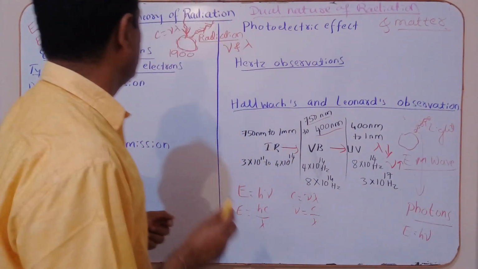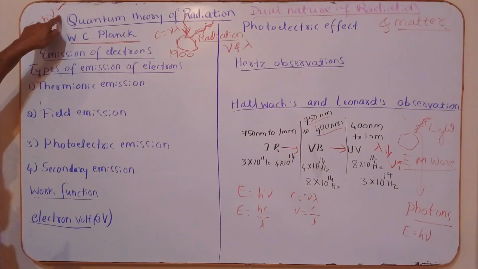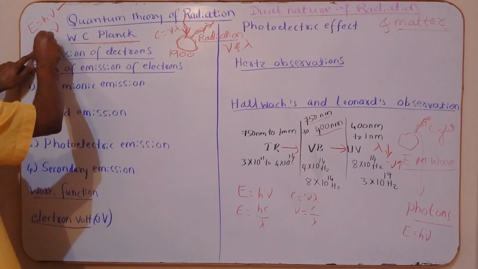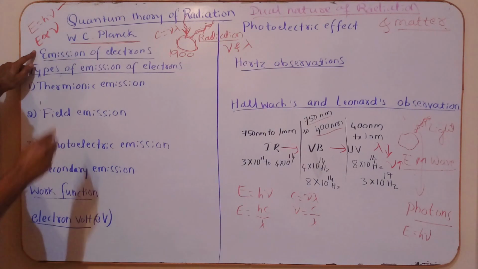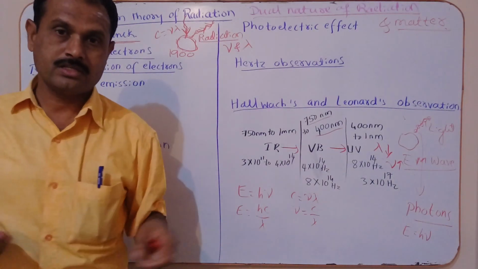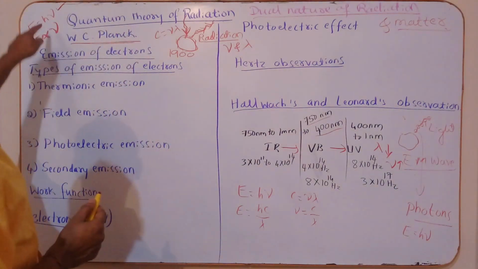Each packet of energy E is equal to h nu. E is equal to h nu, and so E is proportional to nu. Nu is the frequency. H is the Planck constant, 6.625 × 10 to the power of -34 joule second.